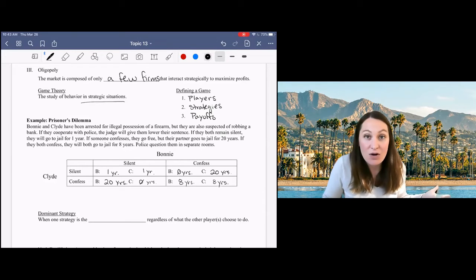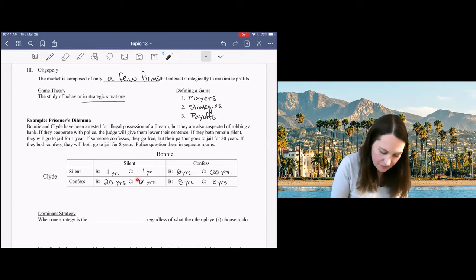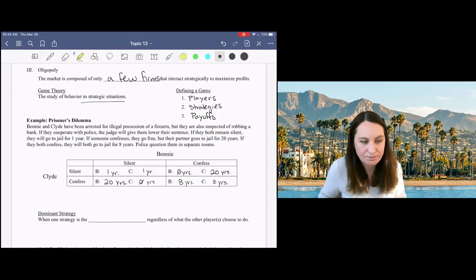So Clyde does not know what Bonnie is going to do, but he knows that if Bonnie stays silent, what is Clyde's best option? Clyde's best option is to go to prison for 0 years. It's better than 1 year. And so he should confess. Okay, so I'm going to highlight the best options here. So Clyde should confess if Bonnie stays silent.